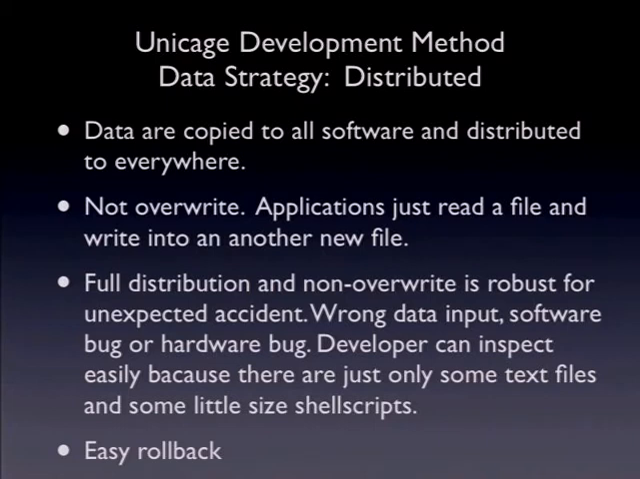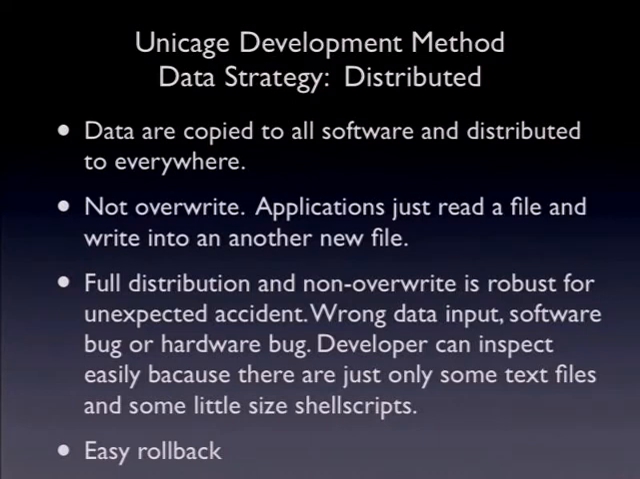Next is distribution. In the Unicage method, data are copied to all software and distributed everywhere. Any programs don't share one file. Files are copied to all applications and not overwritten. An application just reads a file and writes into another new file. This is key point two.